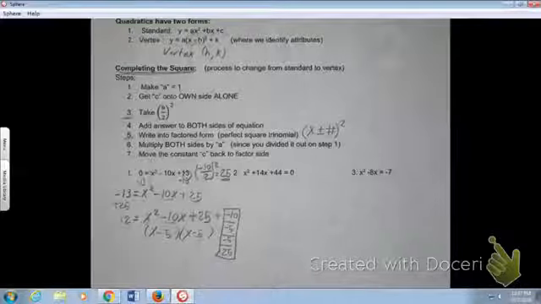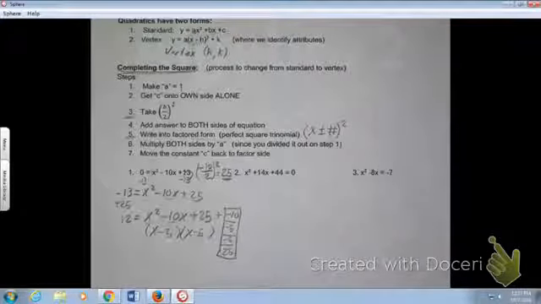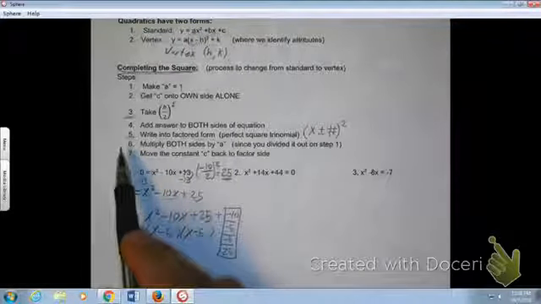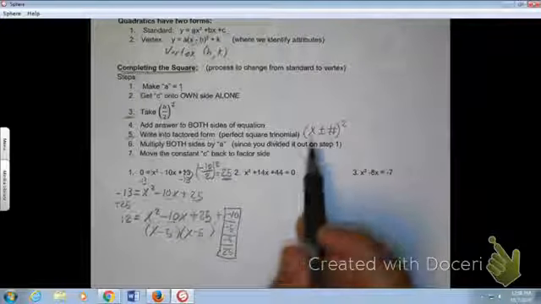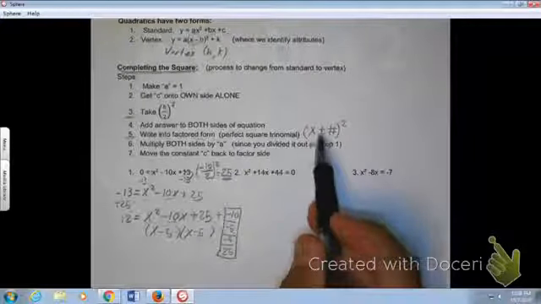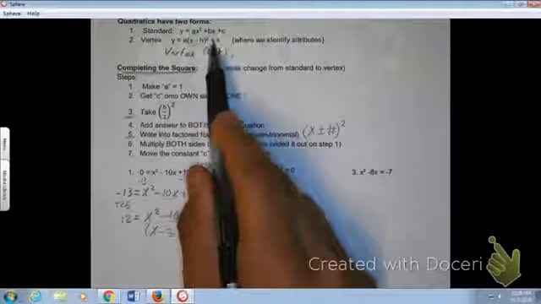Why are you confused? Tell me from the very beginning. Okay, start over. Let me go over step 5 again. Are we good here? Okay, step 5, we're going to write something that looks like this: x plus or minus a number, because we want to make it look like vertex form.